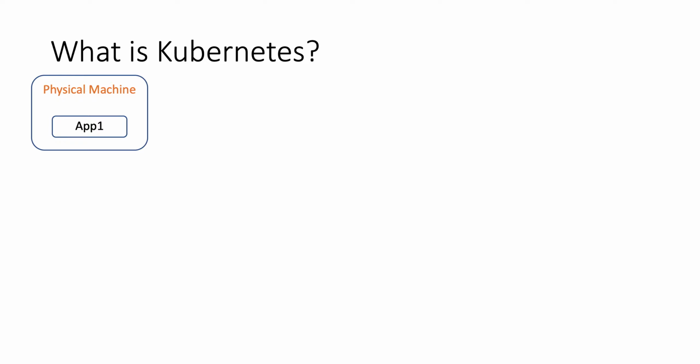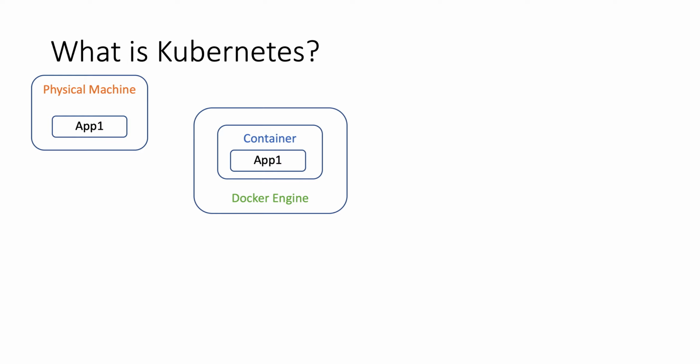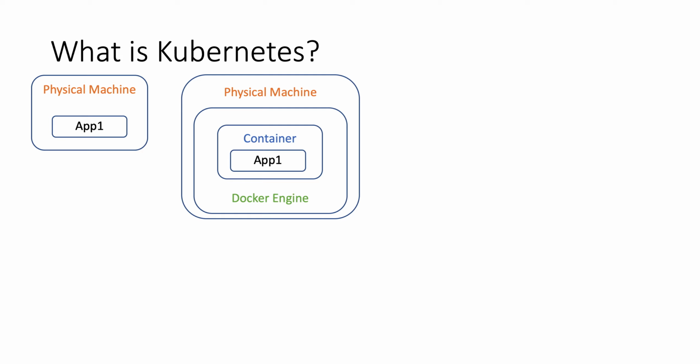So this may cause the machine to reboot or shut down the machine. Somebody has to go in and physically restart this machine. So to avoid this, we use container technology, using Docker containers. We have the application running in a container, and the container running in a Docker engine on a physical machine.